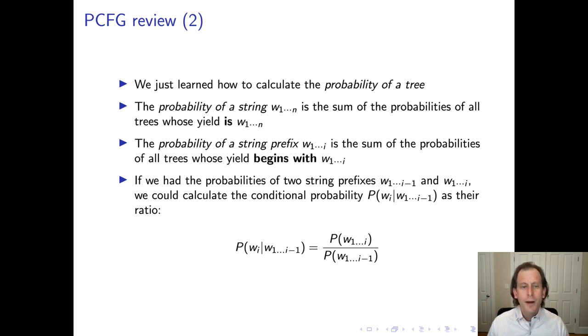Given string prefix probabilities, you can now do things like compute the conditional probability of a word given the preceding words in the context, P of W sub i given W1 through i minus 1, for example, in a model where we're only conditioning on preceding words in the same sentence. In order to get this, we just take the ratio of the probability of words 1 through i and the probability of words 1 through i minus 1. That's the definition of conditional probability, and that gives us the conditional probability of the next word given the context for the grammar.